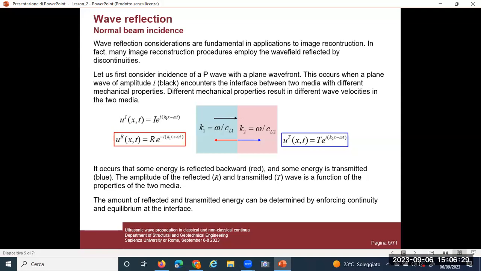Normal incidence is what happens when a wave with a plane wavefront encounters a plane surface where there is a change in the material properties. You've got to imagine a plane wavefront, which is represented by this black arrow, and analytically is represented by this displacement field, which are all parallel.